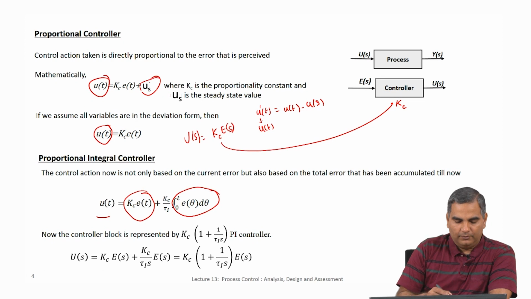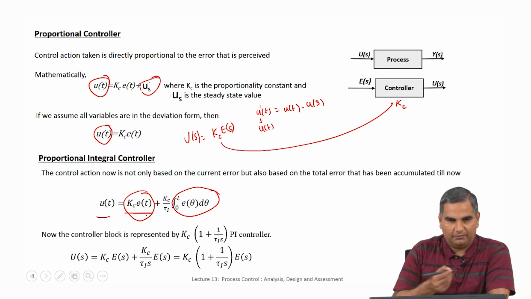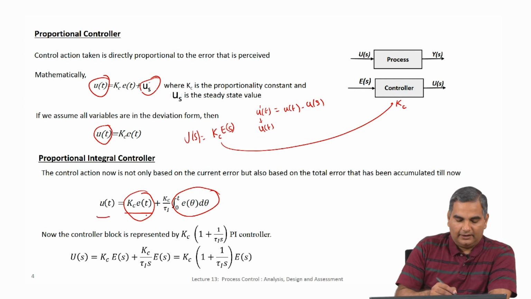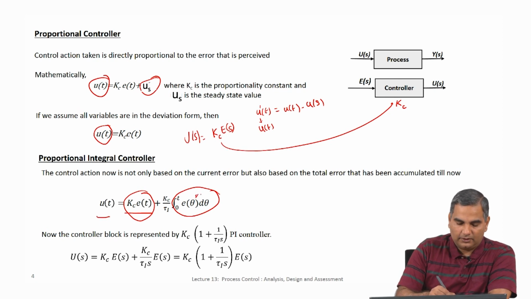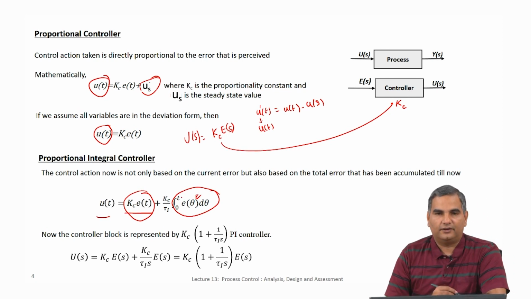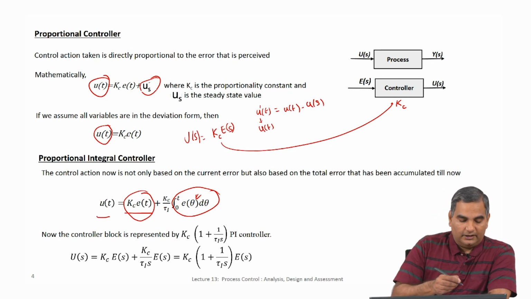So, a form in which this is written is kc times E of t, which is the action based on the current error, plus kc by tau I. This is to make this in standard form. You could have also called it kc 1, but this is standard form. Kc by tau I, integral from 0 to t of E of theta d theta, and this is a theta because I want the running variable to be different from the time variable. So, this is the proportional integral controller.